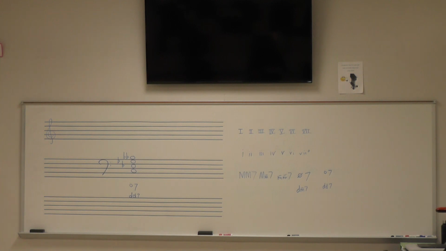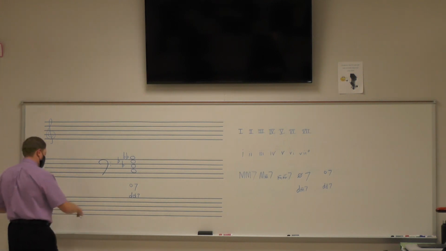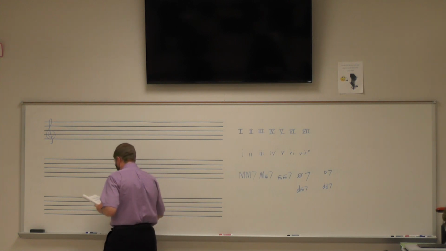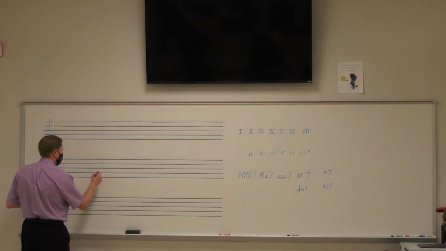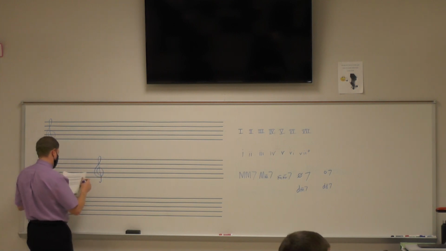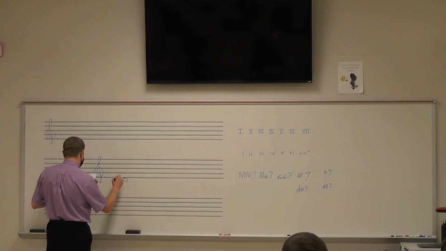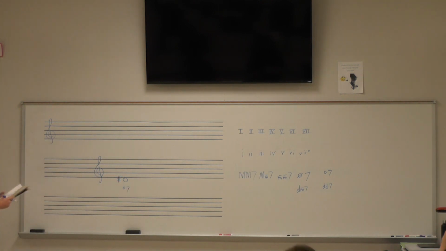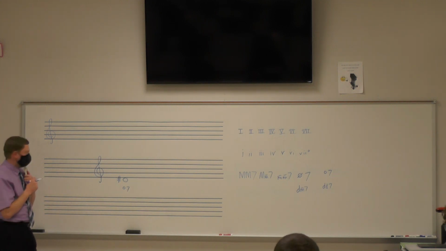Number 12? Okay. So we're in the treble clef there, and we have D sharp as the root. Oh, it's another fully diminished seventh. Cool.